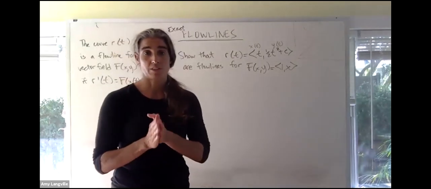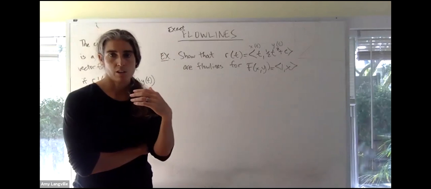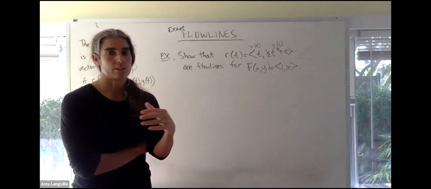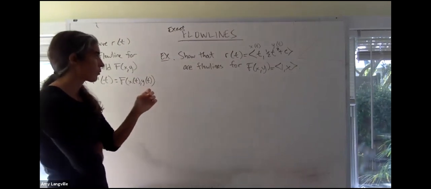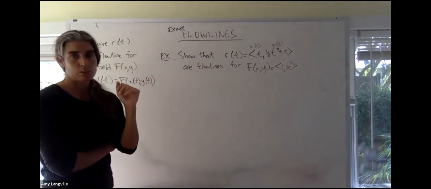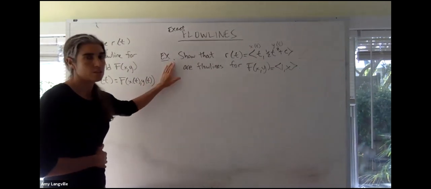All right, next topic is exact flow lines. So it's pretty easy to get the approximate ones if you have a really good hand drawing or an excellent tech tool that you've added enough granularity to your vector field. But how are we going to get exact ones, and what does it mean to be an exact flow line? So we'll start with this example.